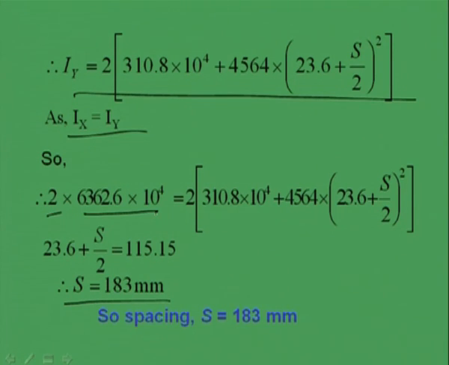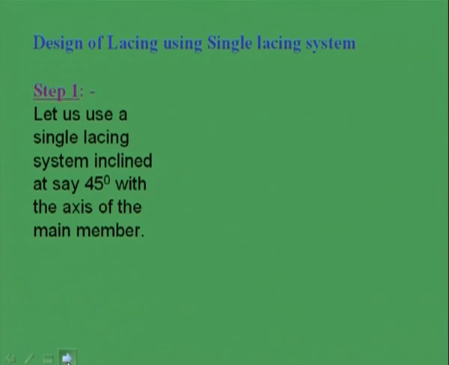Here Ix is 2 into 6362.6 into 10 to the 4, and Iy is 2 into 310.8 into 10 to the 4, which is Iyy plus area A into Cyy plus S by 2 whole square. From this I can find out 23.6 plus S by 2 is equal to this, and from this S is becoming 183 millimeter, right. So, in this way we are getting the spacing as 183 millimeter. Next, we will design the lacing using a single lacing system, right.